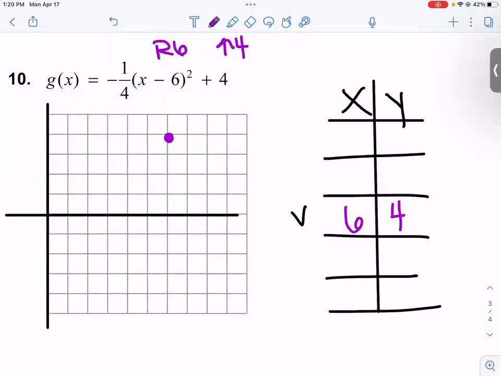So we need to plug in 2 points to the right and 2 points to the left. I don't know about you, but I don't really want to plug in 5 and 7. Why? They're odd numbers. I have that 1/4 out in front. I don't really want to take 1 times 1/4. So I'm going to plug in 8 and I'm going to plug in 4.